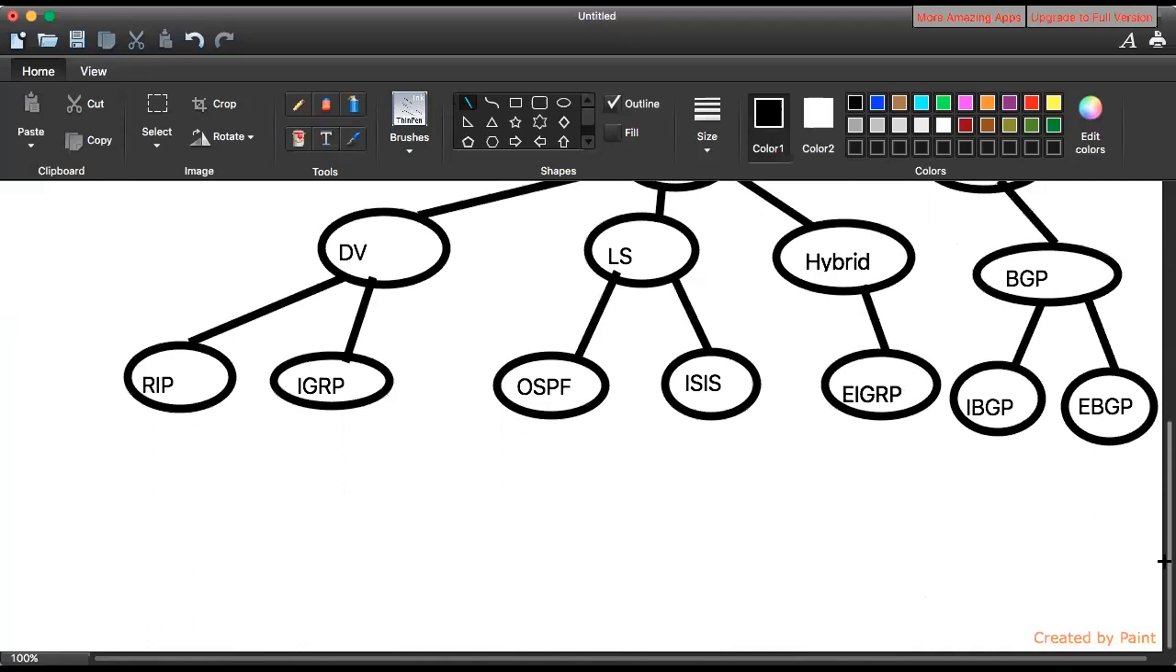Now, what we are going to discuss is how exactly the routing happens. Okay, so for that I have to design a network.